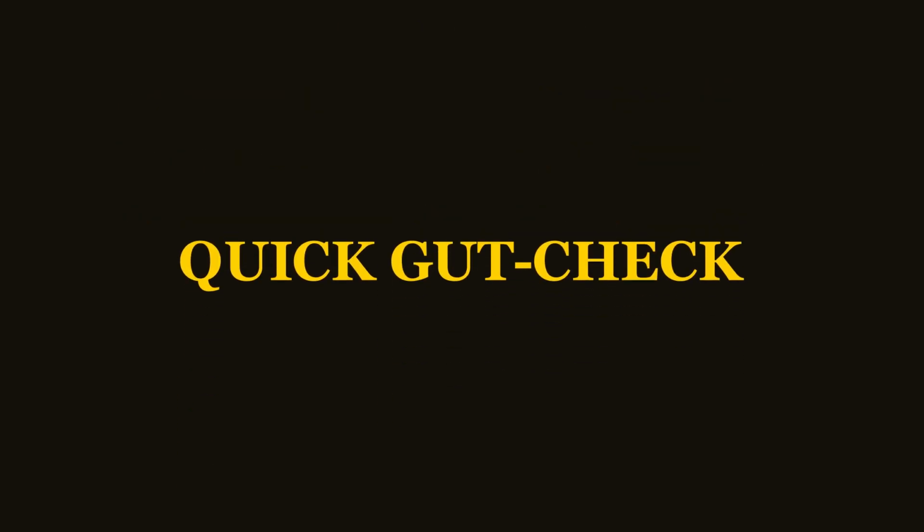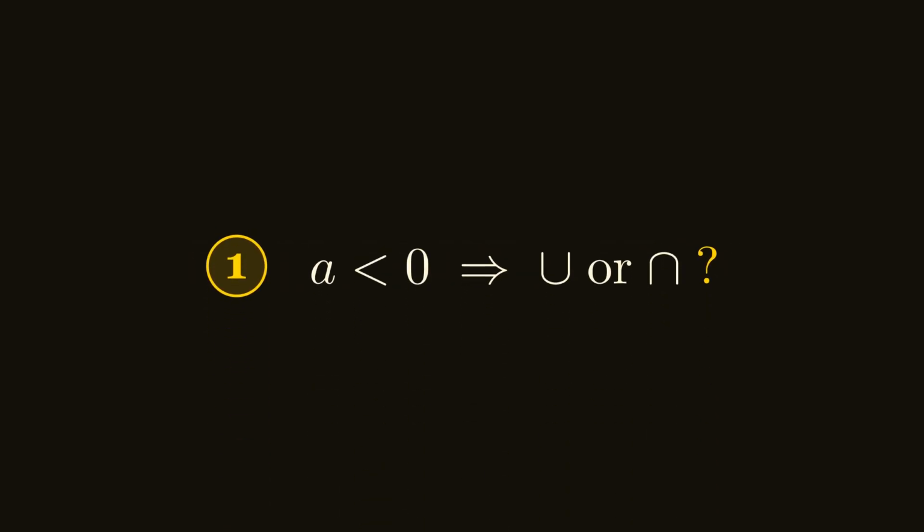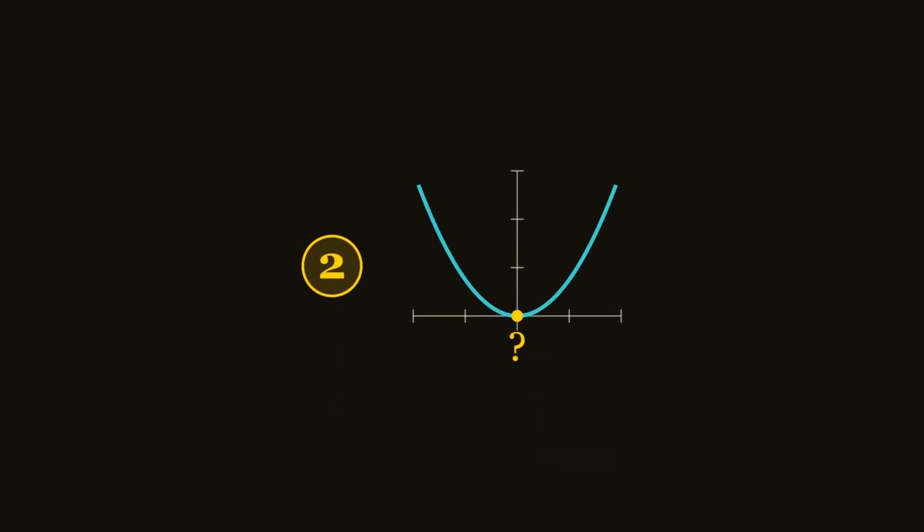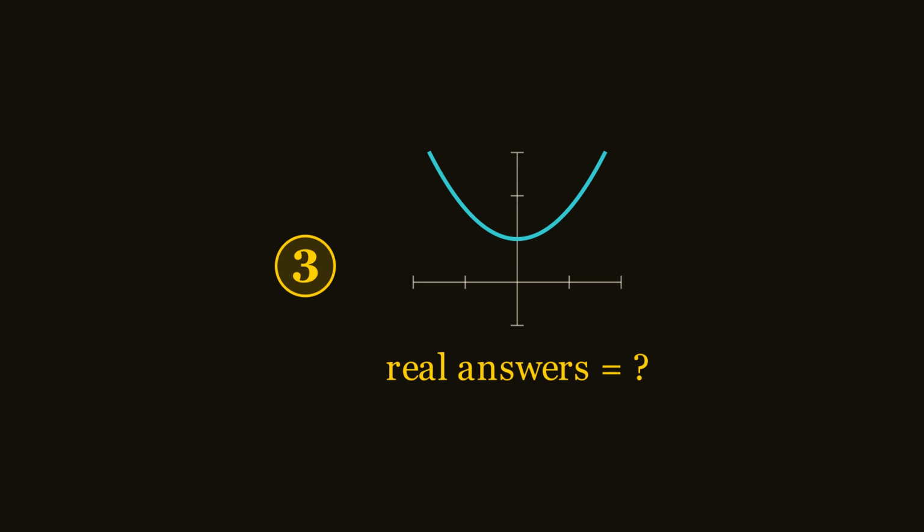Quick gut check before you ride off, greenhorn. 1. If A is negative, does the U open up or down? 2. What do we call that turning point at the very bottom or top? 3. A parabola floats clean above the x-axis and never touches it. How many real answers has it got?